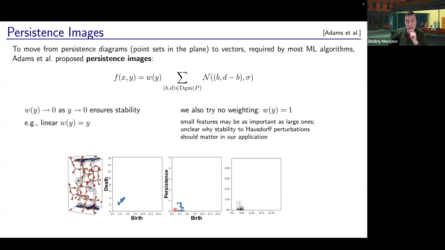And from that you will go from a point set in the plane to really a function. Sorry, when you have this function, then you can discretize it. So you can replace it from a continuous function, just put it on a grid, and you will go from a persistence diagram to this persistence image, but you can really think of it as a vector. And so this is the construction that we use.